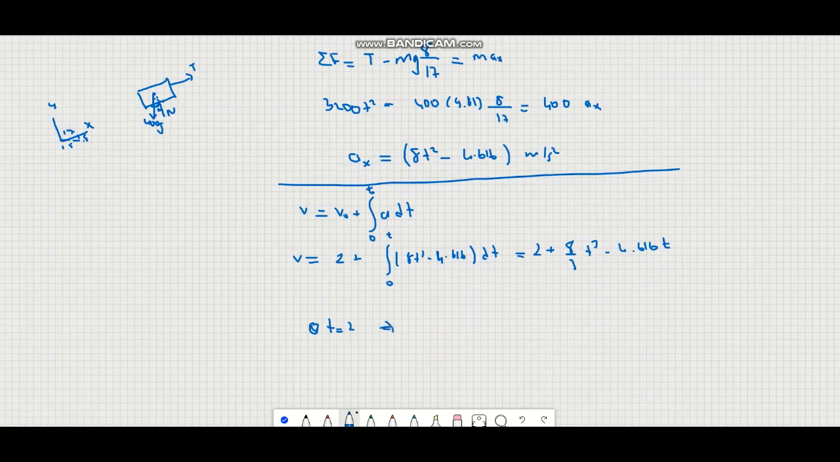Then we are just going to plug in t equal to 2. Then our velocity is going to be 14.1 meter per second.